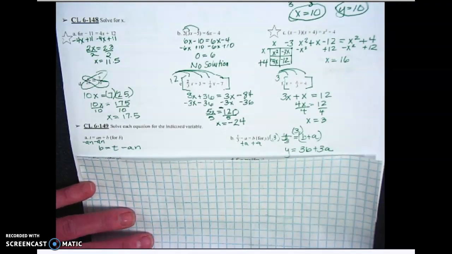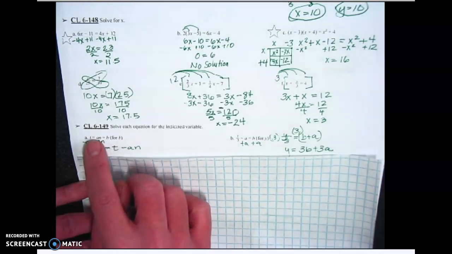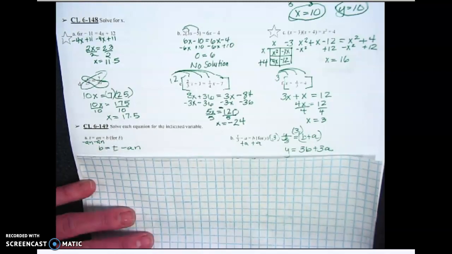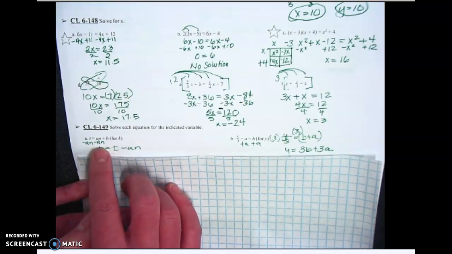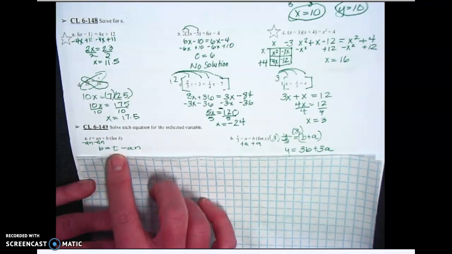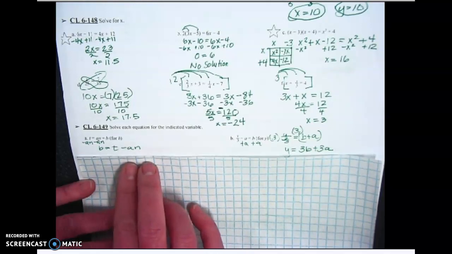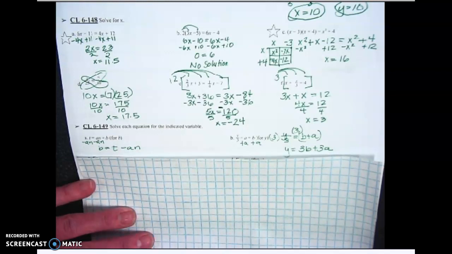So part A says they want us to solve for B. Right now we have T equals AN plus B. So you have to kind of look and say, what's happening to that B? Well, AN is being added. So the inverse operation is to subtract AN, and we end up with T minus AN. Are those like terms? Are T and AN like terms? No, they're totally different variables. So you can't combine them. They have to stay separate.